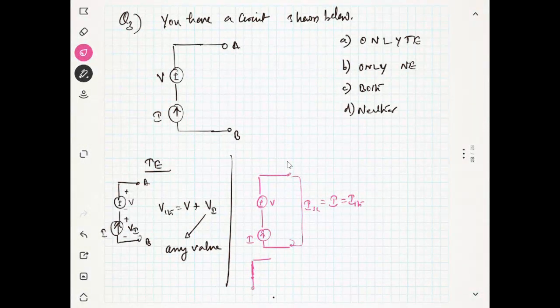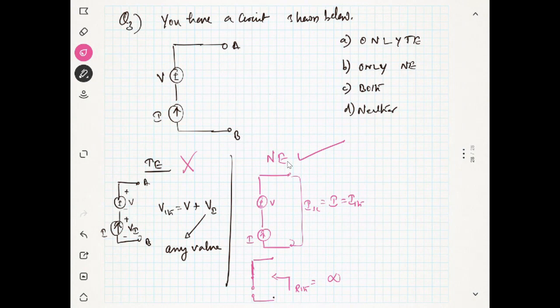And what about the current source? You have to open circuit it. There is an open circuit, so R Thevenin will be equal to infinity ohm. So can you get some concept from this problem? Here Norton equivalent exists and Thevenin equivalent does not exist.